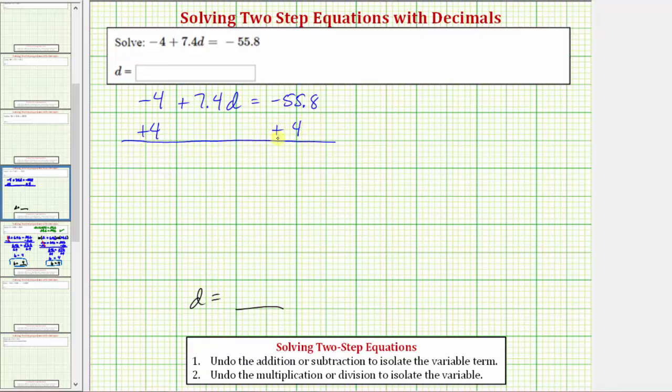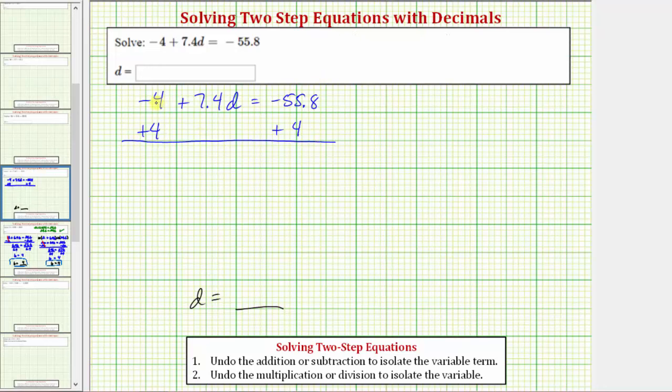Before we simplify both sides of the equation, I do want to mention we could change the order of the terms on the left side of the equation and write this equation as positive 7.4d, and then for -4 we can write that as -4 equals -55.8. So if this is helpful, we could also do this before we solve the equation. Let's go ahead and leave it in its current form, and now we will simplify both sides of the equation.